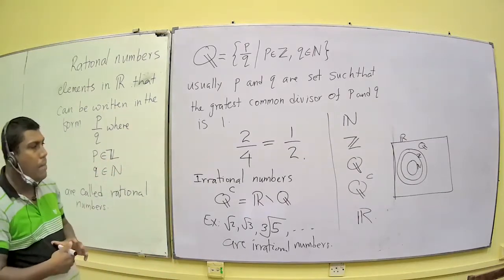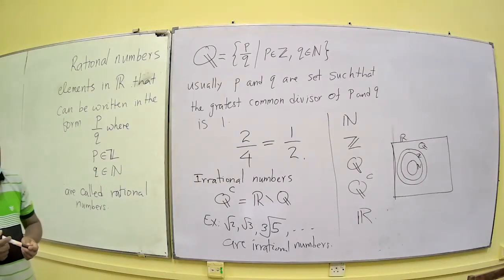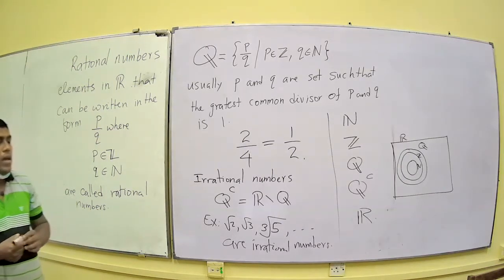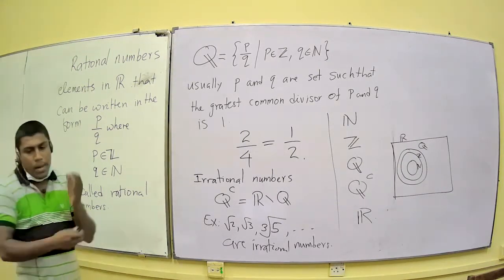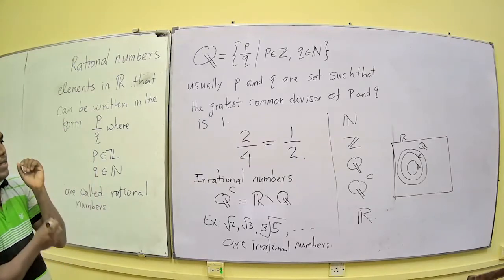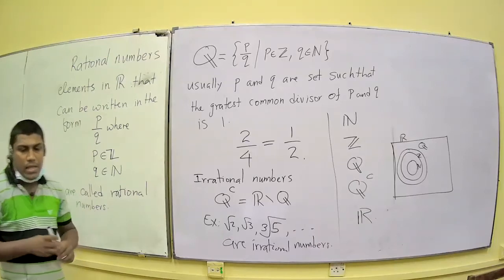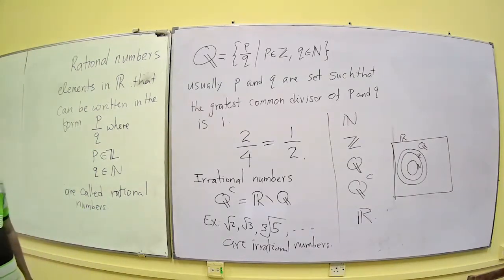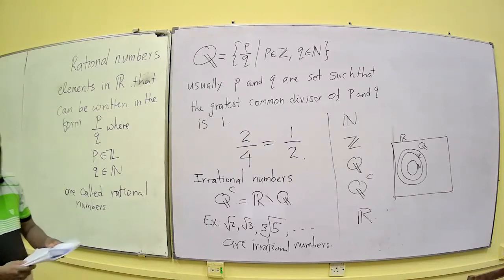Everything outside is basically irrationals. There are some other numbers as well which are known as transcendental numbers, such as e, pi, and things like that, but that's a little too much for you, so we will stick with rationals, irrationals and real numbers. So this is how we define the number system.